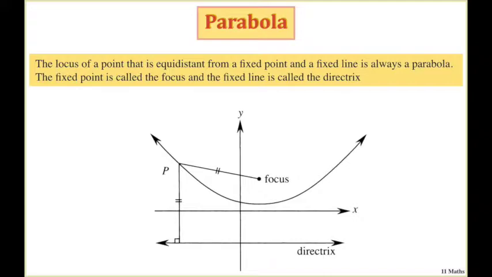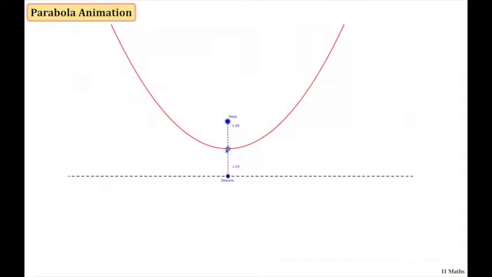Let's see an animation of this scenario. So what we're going to do is consider a parabola. It doesn't matter about the x and y axis. If I look at the focus and I look at the directrix, which is the dotted line, I can move my point. It can be any point on the parabola, and the distance from that point back to the focus and the distance from that point to the directrix is always the same.